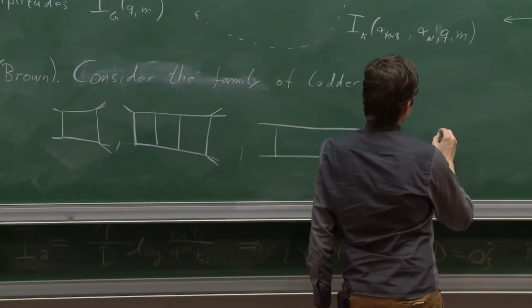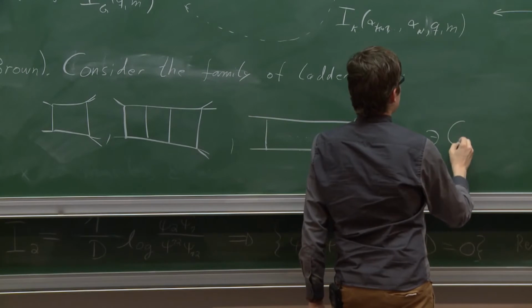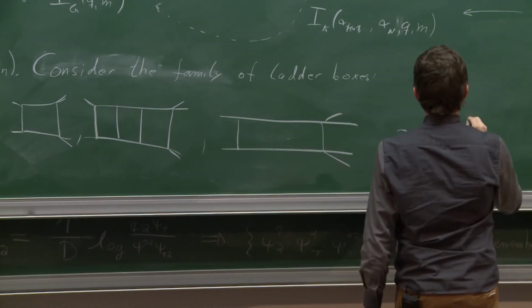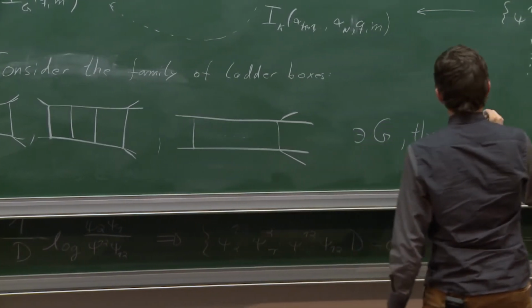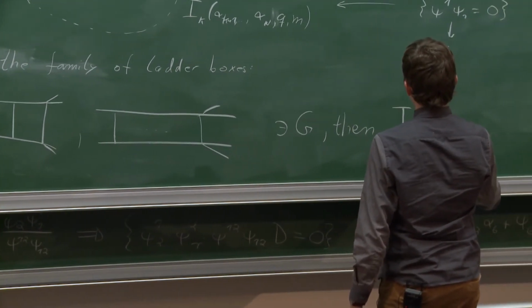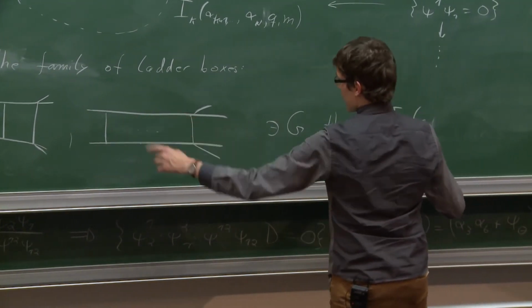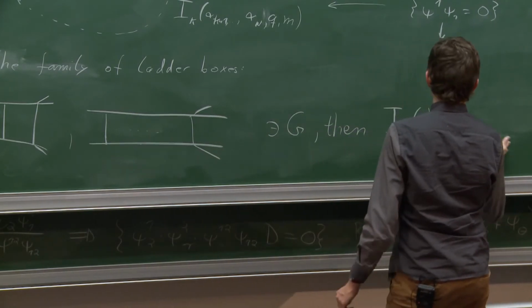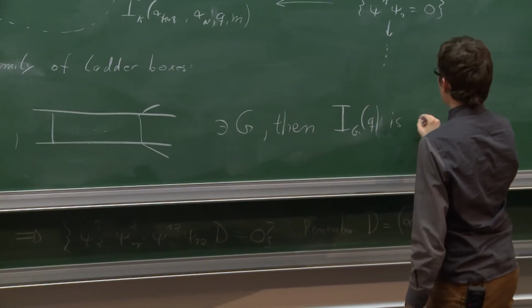Then if G is such a graph, then the actual amplitude associated with this graph as a function of the 4 momenta with these side constraints is a multiple polylogarithm.